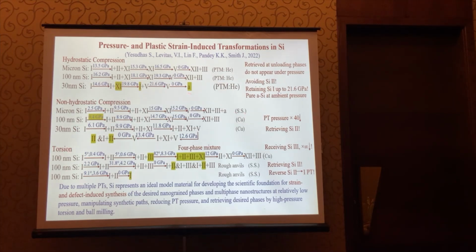And some other results. You see silicon 1 to silicon 2 under hydrostatic condition, 16 GPa, under compression, 0.4, and under torsion is also 0.4 GPa. So it's 40 times reduction, and it's the same for plastic compression.